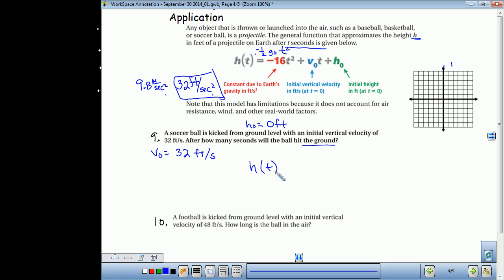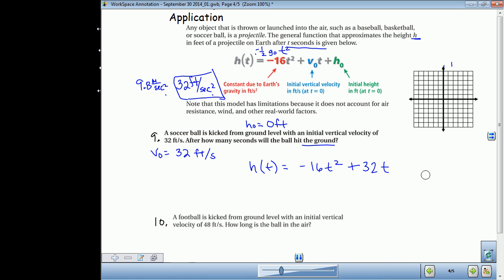So let's go ahead and write our equation. The height with respect to time is negative 16t squared, because that's the effect of gravity, plus the initial velocity, which in our case is 32t, plus the initial height of the object, 0. Do I need that plus 0 really? No. Now, because we want to know when the ball hits the ground, we want to know the zeros of the function.